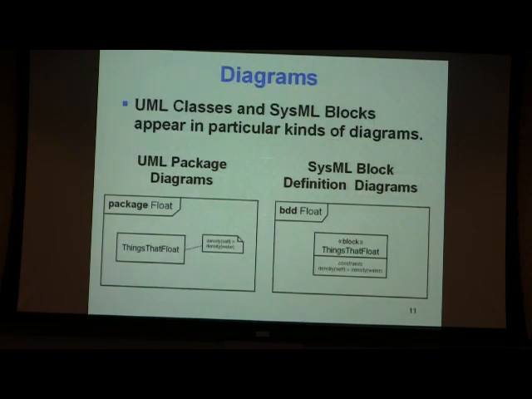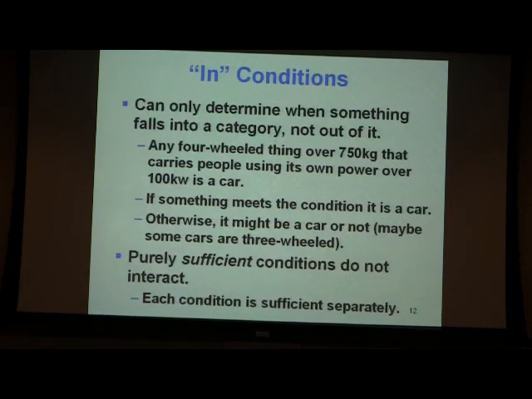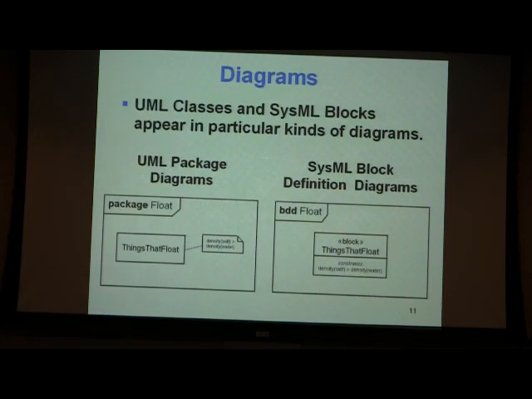These are the diagrams you see in UML and SysML. For some reason, UML doesn't have a class diagram. It doesn't have a package diagram for classes in it. SysML has something called a block definition diagram. There's blocks in it. So that was the basics of categories and then the notation.